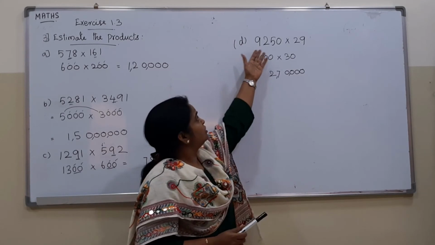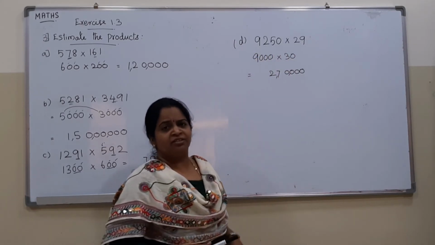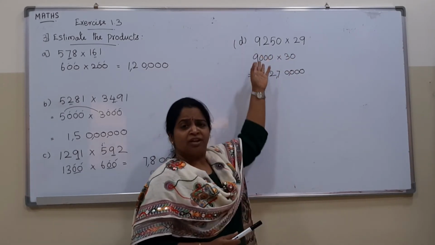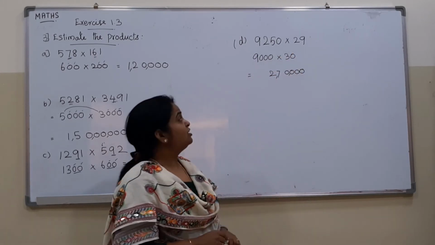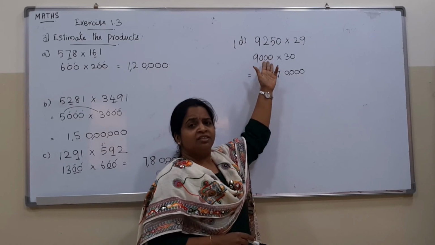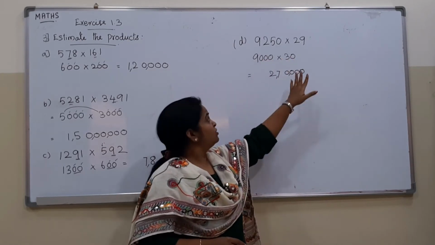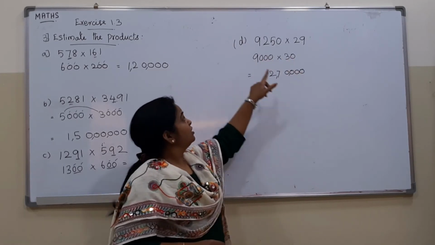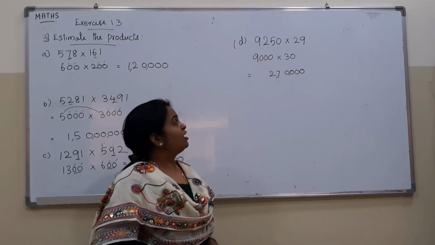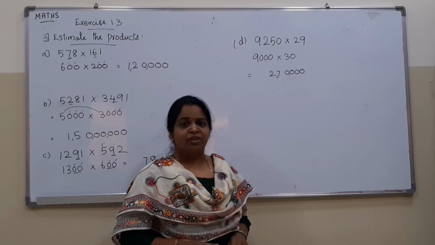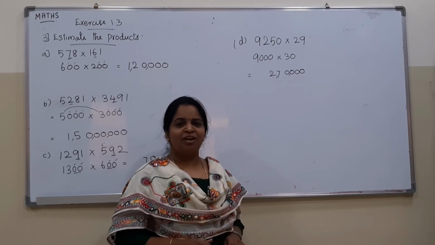Next one, 9,250 into 29. So I made it into 9,000. Here 29 into 30 for easy multiplication. So how many zeros are here? 3. Here 1 zero. So there are 4 zeros. Then 9 3s are 27. So the answer we got is 2,70,000. Okay, you understand the concept?